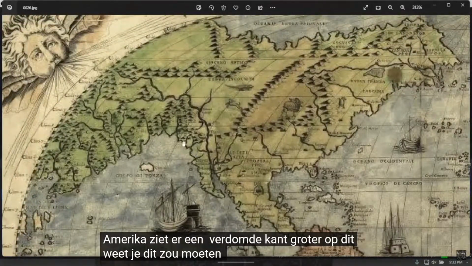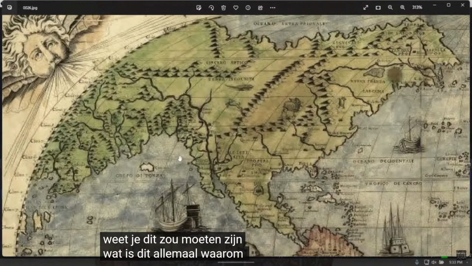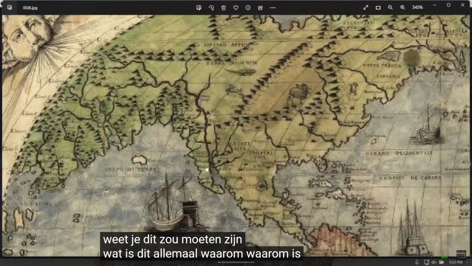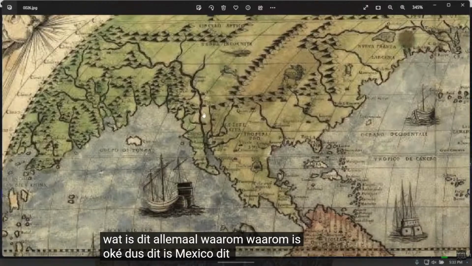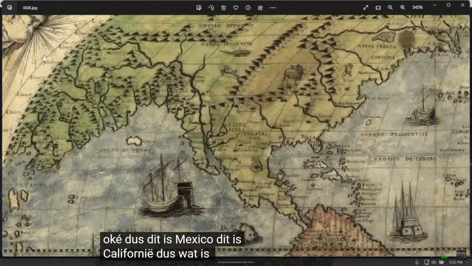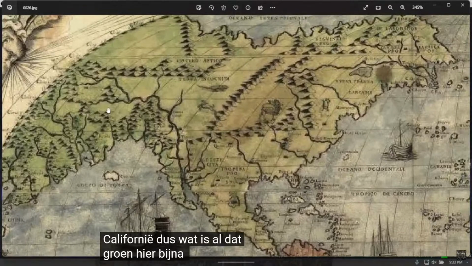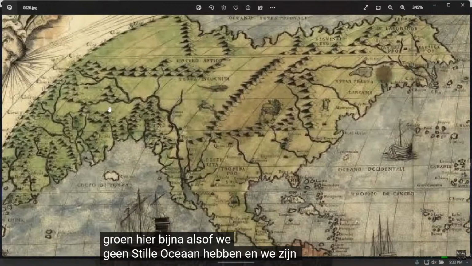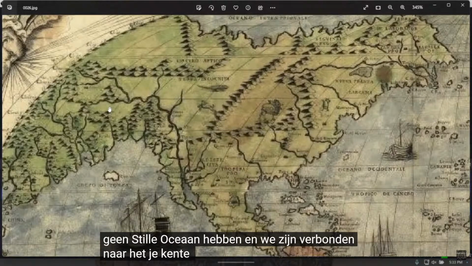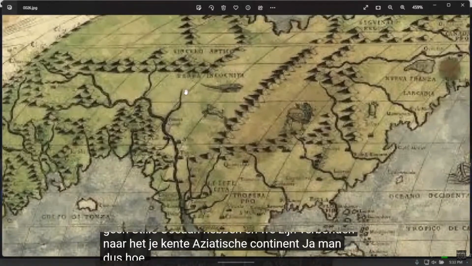This is supposed to be... What's all this? Okay, so this is Mexico. This is California. So what is all of this greenness over here? Almost as if there's no Pacific and we're connected to the Asian continent. Yeah, man. So how is that?